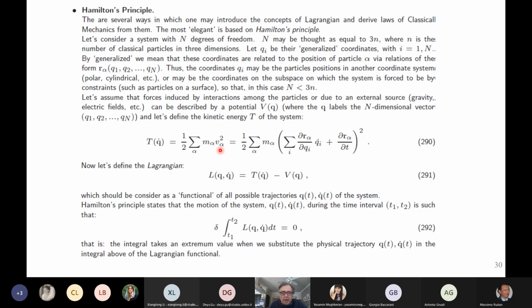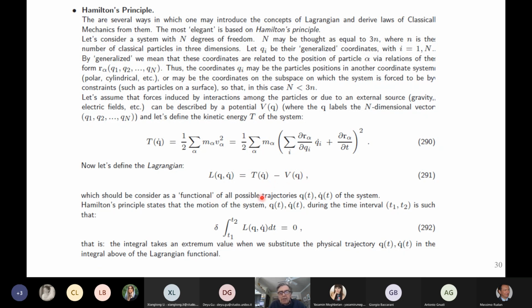I define a kinetic energy operator, which is a kinetic energy functional of these coordinates, Q. This Q has a bold character because it represents a collection of these big N degrees of freedom. And I define the Lagrangian as a function which is the kinetic energy of the system, which is usually a homogeneous function of the square velocity, minus the potential energy, okay?